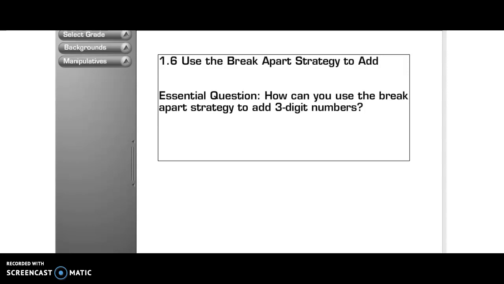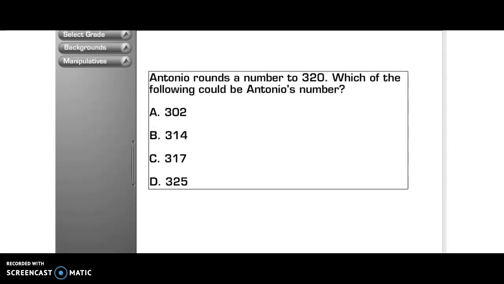Today is 1.6, use the break apart strategy to add. Our central question today is how can you use the break apart strategy to add 3-digit numbers? Our first problem of the day is going to be a review.